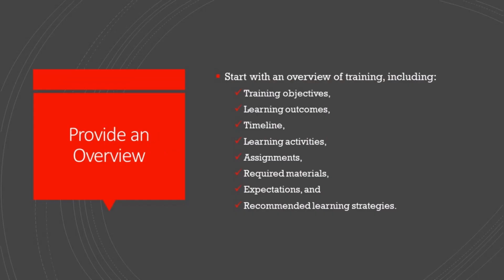At the start of any training program, it's extremely important for the trainer to provide a view of the big picture. Trainees need to know what's in it for them. This includes an overview of the training objectives and learning outcomes, a timeline of the assignments, required readings, equipment, software, and other resources, the trainer's expectations for trainees, and what trainees can expect from the trainer, as well as the trainer's recommended strategies for tackling the content.